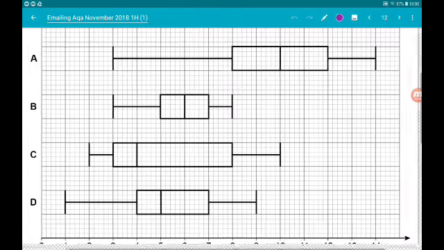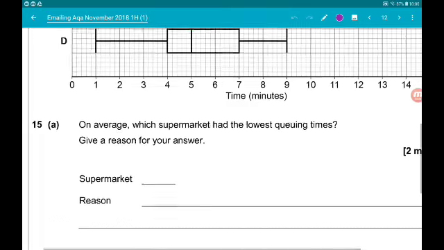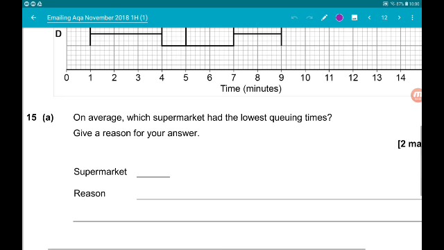So there's our exciting box plots. Part A answers 2, where it asks, on average, which supermarket had the lowest queuing time? Give a reason for your answer.